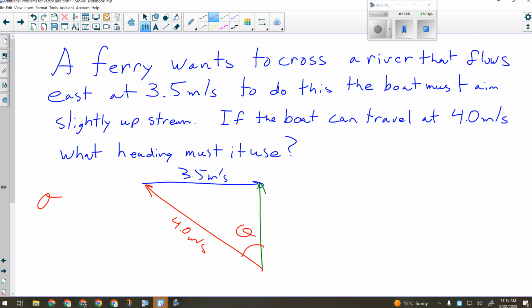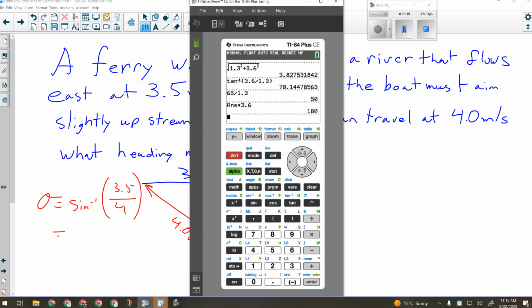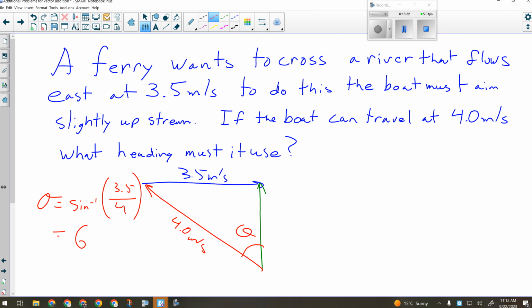Okay, so theta will simply be the inverse sine of opposite over hypotenuse. And that'll give us our heading. So inverse sine of 3.5 divided by 4. All right, so they're going to have to head at 61 degrees west of north in order to make that one happen. Okay, everybody all right with that?